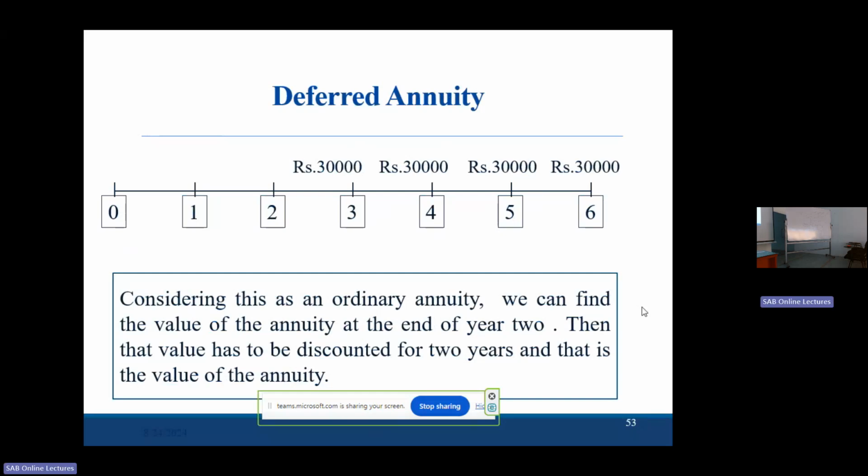But I will tell you the previous one. You see this one? No mistake. 30,000 into 1 minus 1.13 to the power minus 6, divided by 0.13.